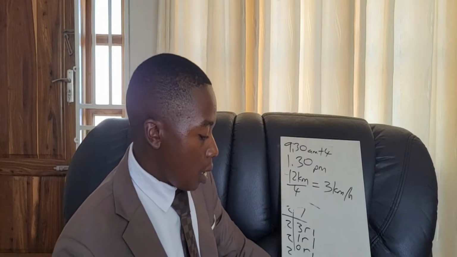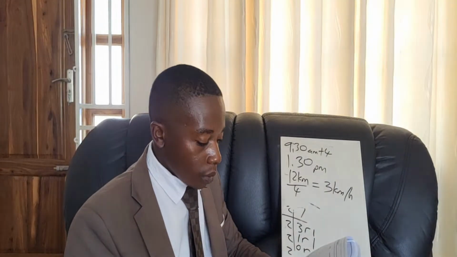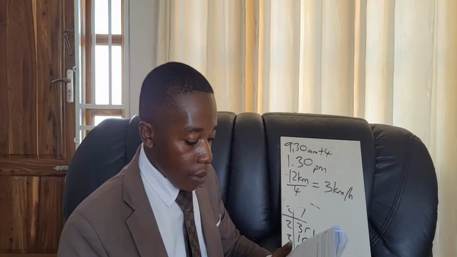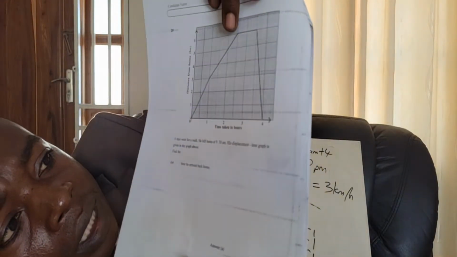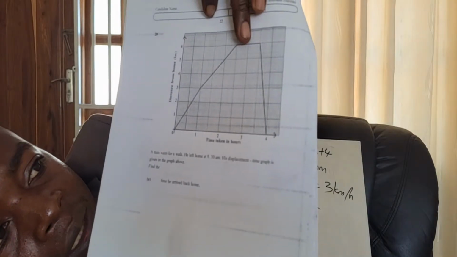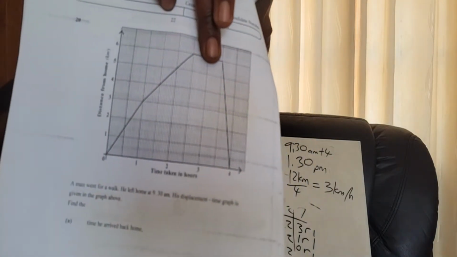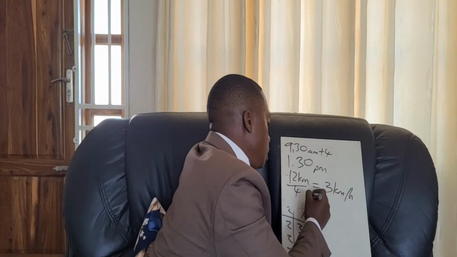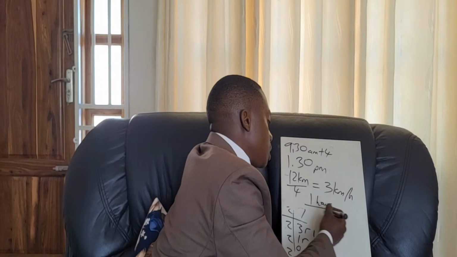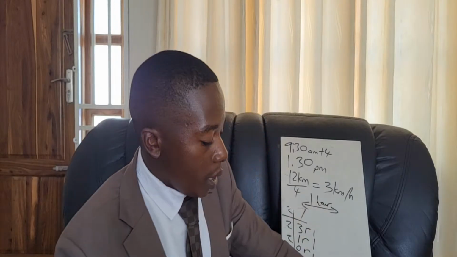That's the average speed. Amount of time the man rested. So amount of time the man rested: look where the graph goes straight, he rested. Down here he rested 30 minutes, plus another 30 minutes, which is 1 hour. So he rested 1 hour.